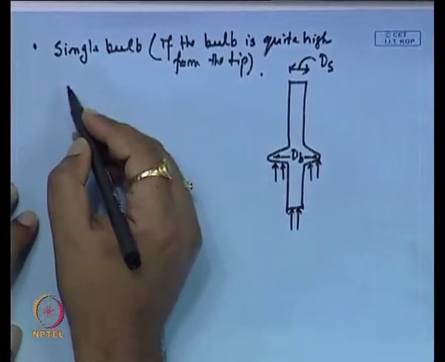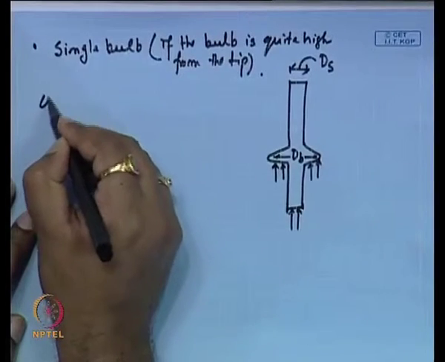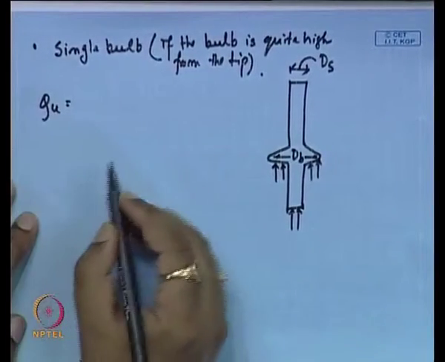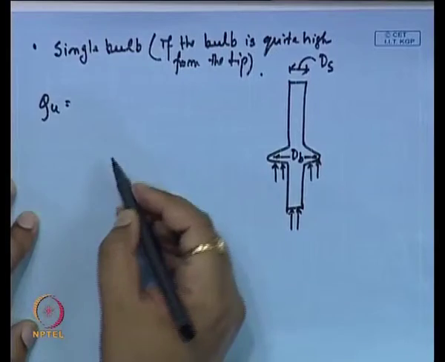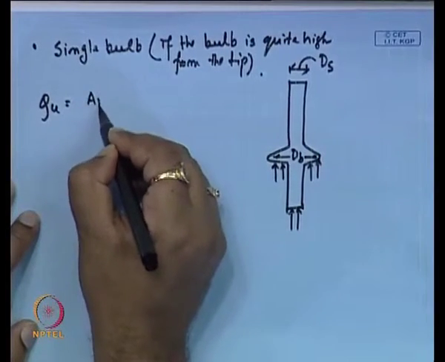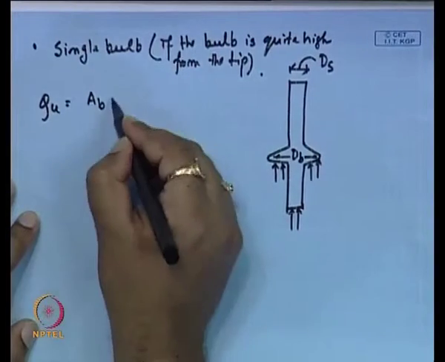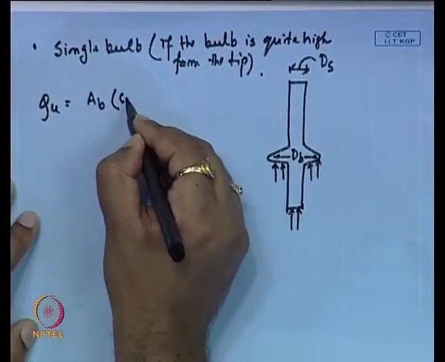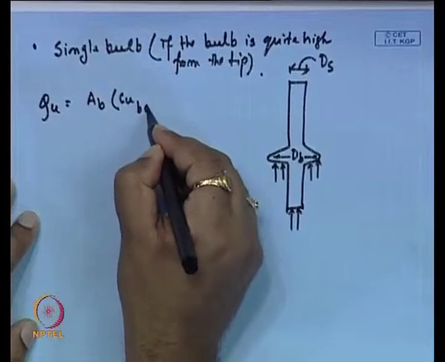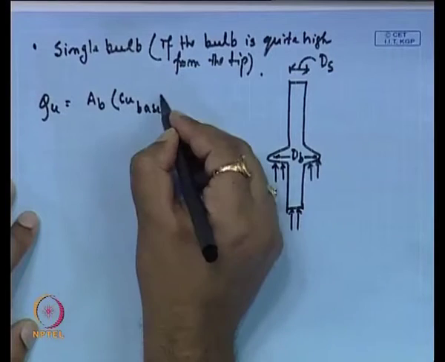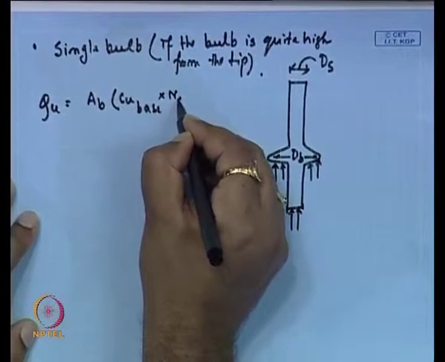Now, in that case, we can write that Q u, the ultimate load carrying capacity of that portion, is A b, the area of the base, then C u at the base level into N c.